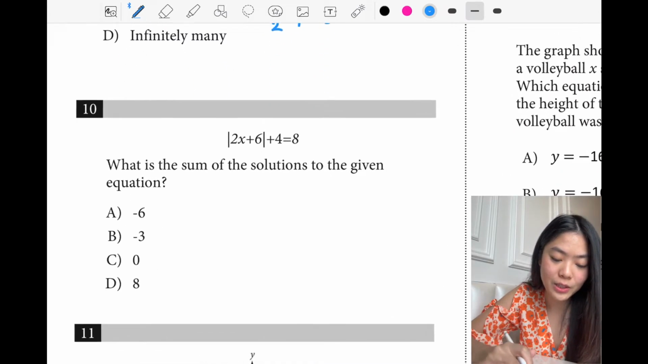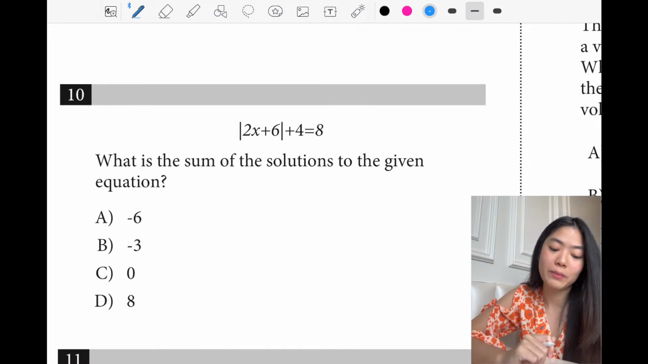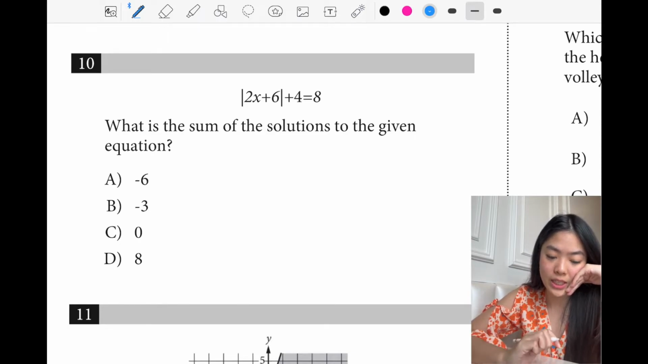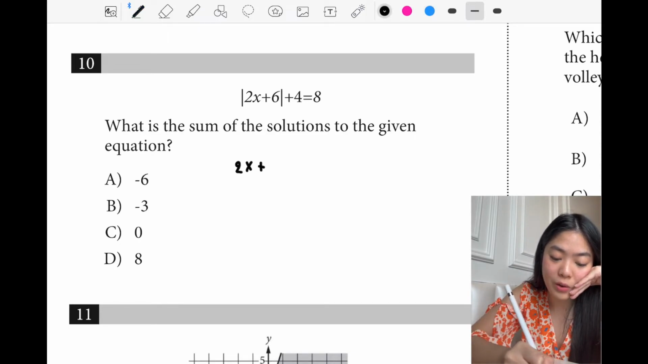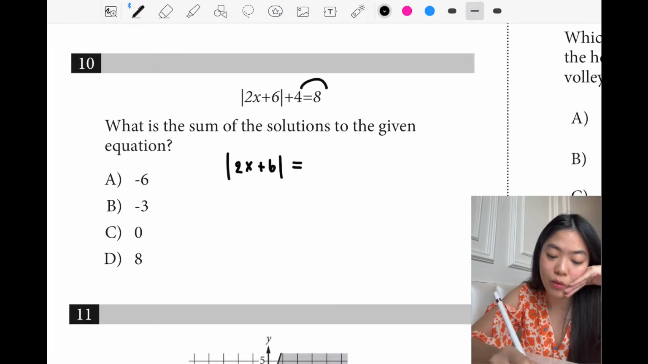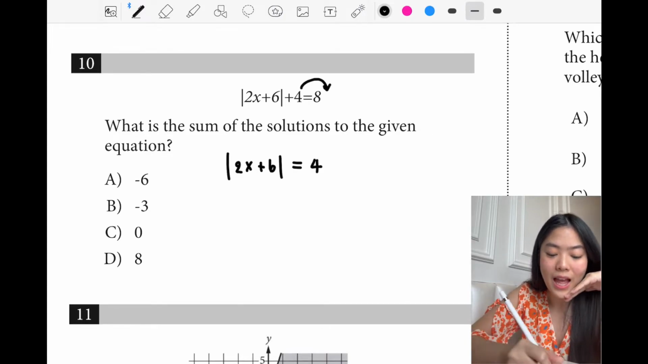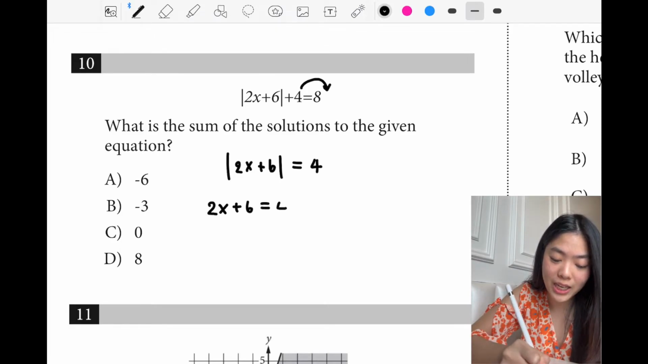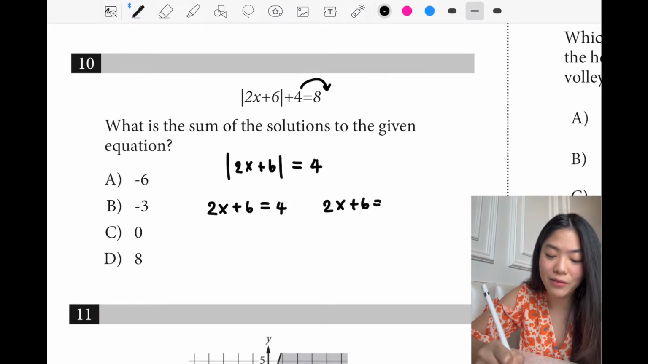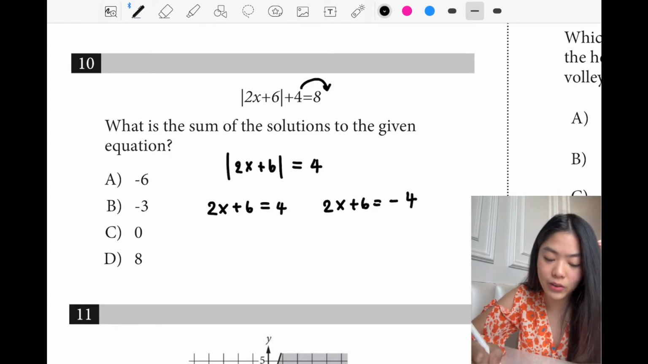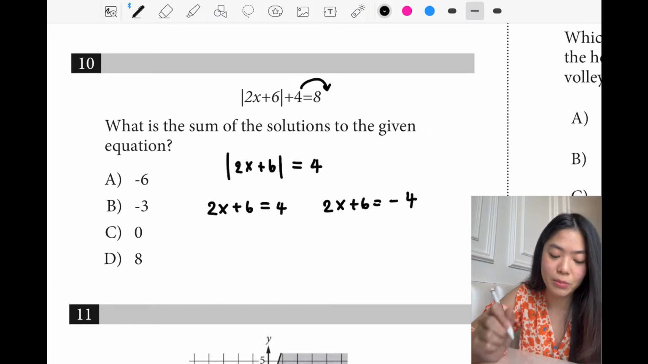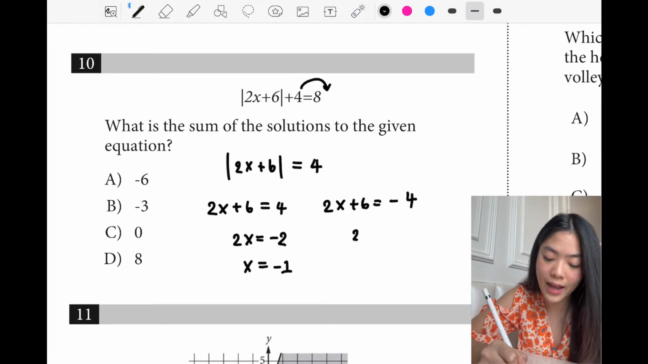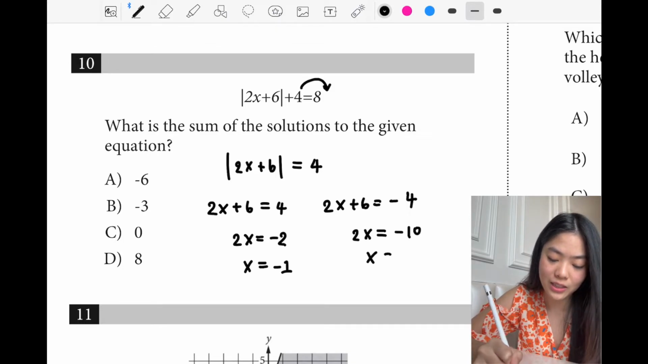Okay, next, question 10. It's given |2x + 6| + 4 = 8. What is the sum of the solutions to the given equation? From here, we can solve: |2x + 6| equals, moving 4 to subtract, 4. When showing the absolute value, we can write it as equal to 4, and the other solution is equal to -4. So we're going to solve for x separately. 2x = -2, x = -1, and the other one is -10, and then x = -5.